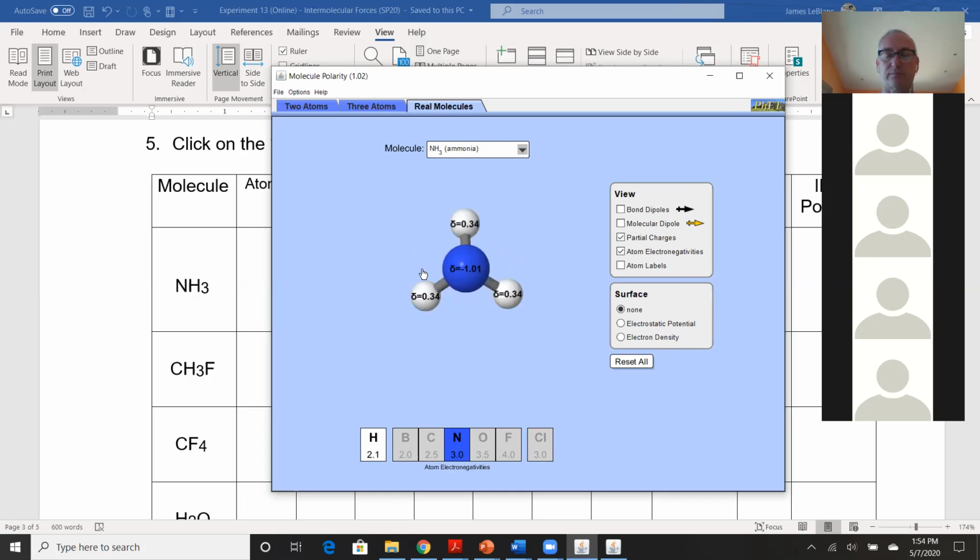Yeah, so nitrogen has a partial charge of -1, and the 3 partial positive charges on the hydrogens are all 0.34. You can see that they basically add up to 0, right? Because the whole molecule has no charge, the partial positive and partial negative charges should equal 0. Okay, so everyone's got the partial charges.